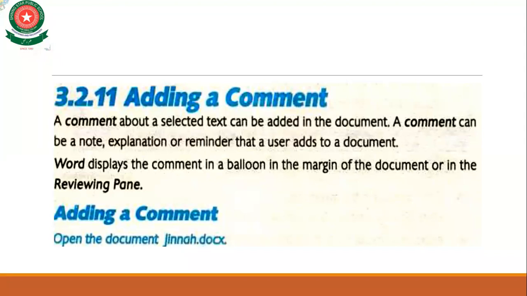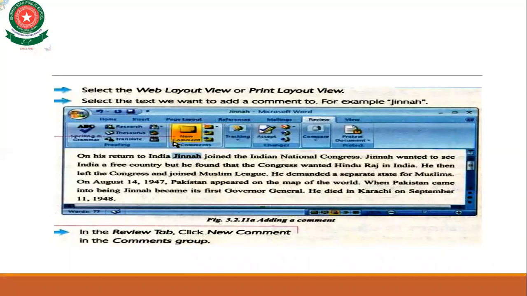Word displays the comment in a balloon in the margin of the document or in the review pane. Now we are going to add a comment. First of all, open the document and select the web layout view or print layout view. Now select the text we want to add a comment to, for example, Jinnah. In the Review tab, click New Comment in the Comments group.